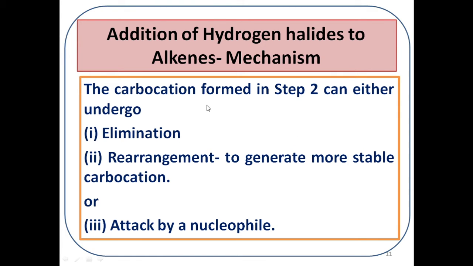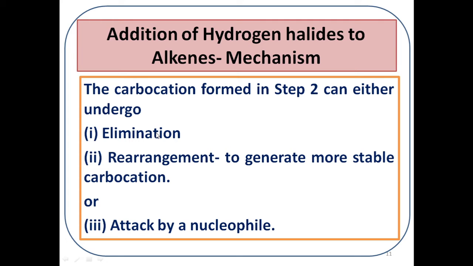Now the carbocation formed in step 2 can undergo the following rearrangements or the following reactions. Whenever and wherever a carbocation is formed, it can undergo either elimination or rearrangement or attack by a nucleophile. That is, a carbocation can be stabilized in these three ways.